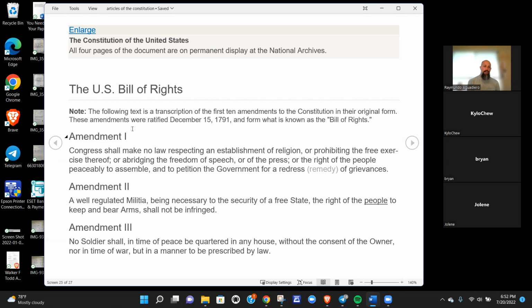Amendment 3: No soldier shall in time of peace be quartered in any house without the consent of the owner, nor in time of war, but in a manner to be prescribed by law. So in time of peace, they can't put soldiers in a house, but in time of war they can do it if it is prescribed by law, I think.